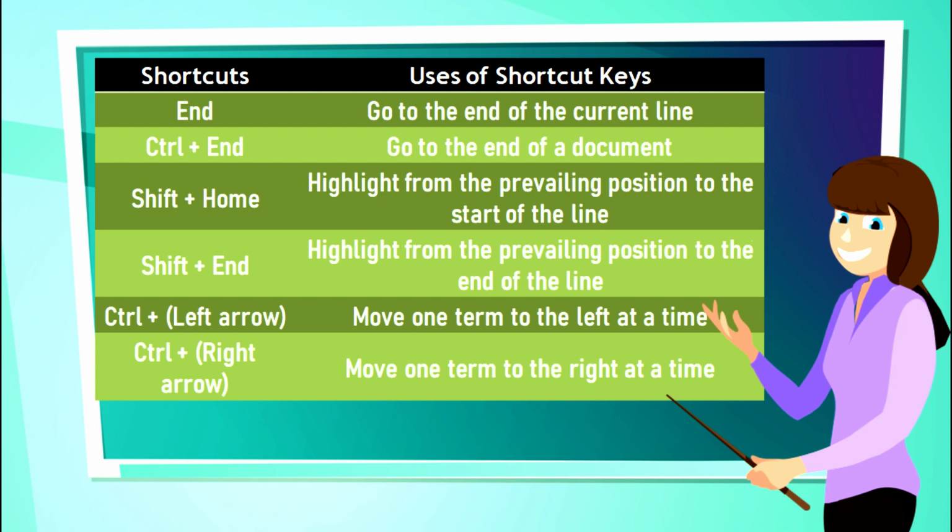Shift plus Home, highlight from the prevailing position to the start of the line. Shift plus End, highlight from the prevailing position to the end of the line. Control plus left arrow, move one word to the left at a time. Control plus right arrow, move one word to the right at a time.